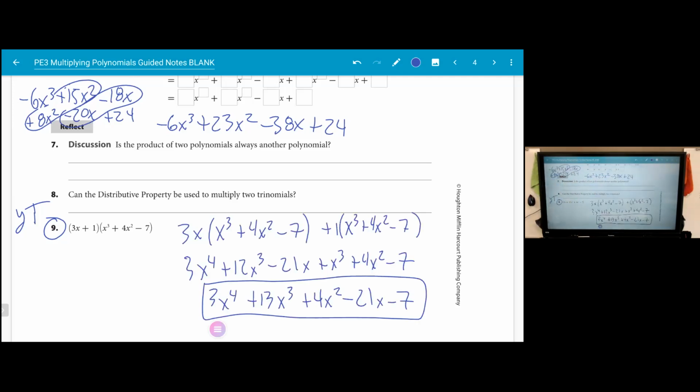All righty, come on back and check that answer. If you do some distribution in there, you get some pretty interesting stuff. You end up with 3x to the 4th plus 13x cubed plus 4x squared minus 21x minus 7. So let's see how we're going to apply this in a little bit different way.